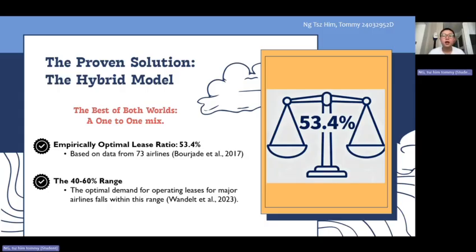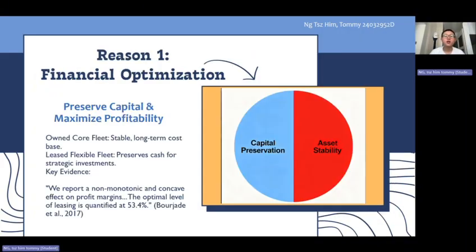The solution is a hybrid model. A major study of 73 airlines finds that profitability is highest when the leasing ratio is around 53%. This is supported by other researchers, so the ideal range is between 40% and 60%. There are three main reasons for this.